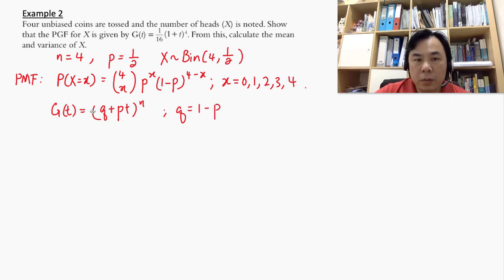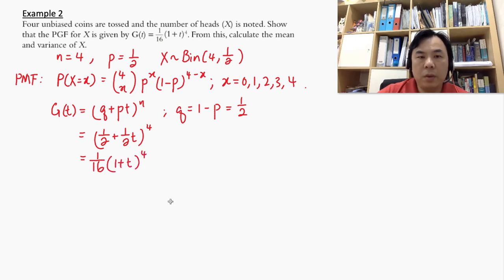Now from here, we can plug in all the values that we have obtained. We know that q must also be a half here, so p and q are the same. n is the number of trials, which is 4 here. So if you factorize this, we will get 1/16 (1 + t) raised to the power 4. And hence, it has been shown that the probability generating function for this binomial distribution is given by this one here. I hope that is clear at this point.